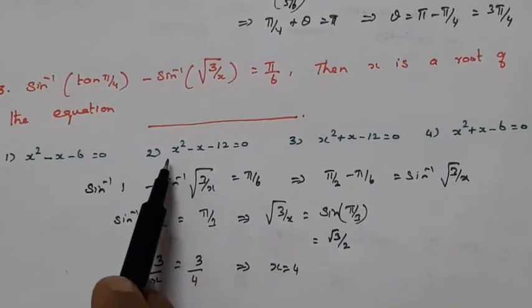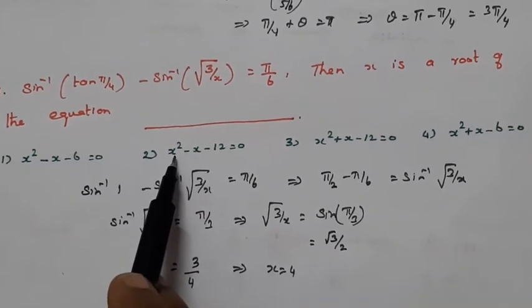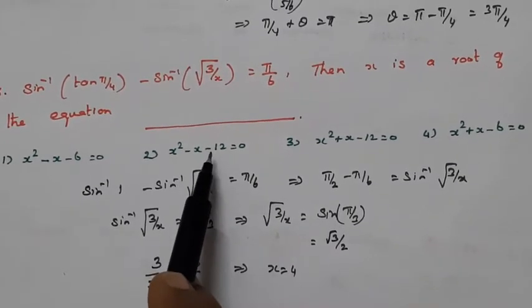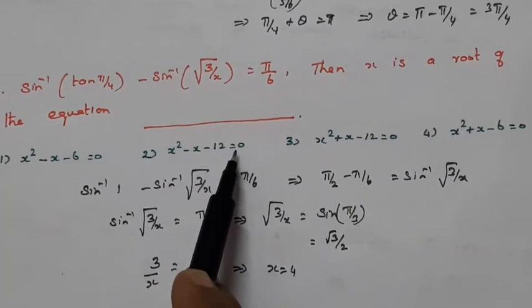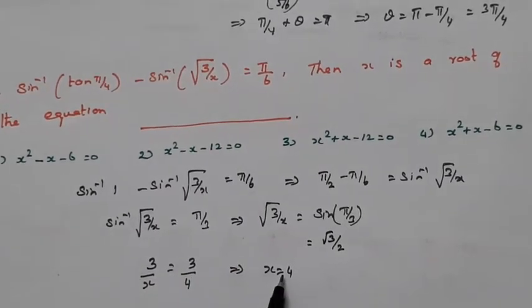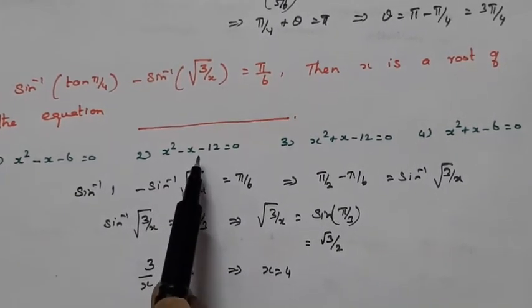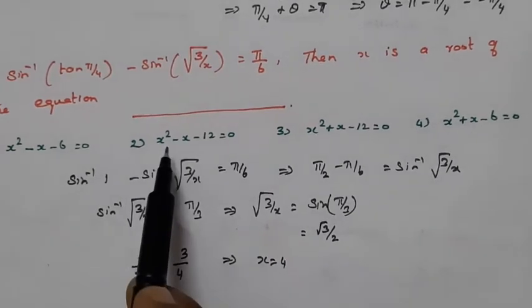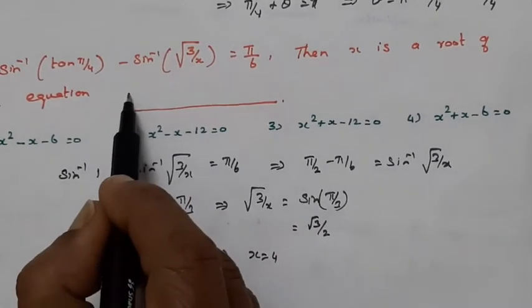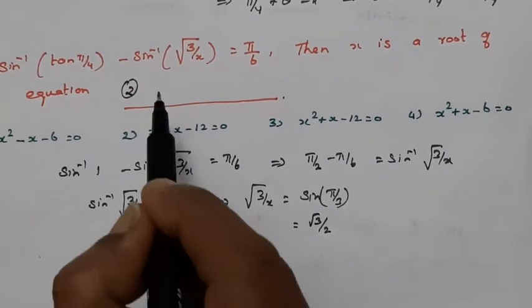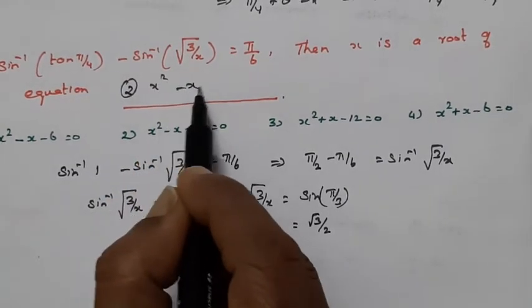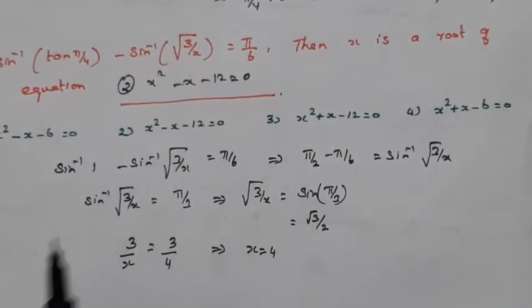And then here on substituting x as 4, we have 16, and then minus 4 minus 12 is minus 16. 16 minus 16 is equal to 0. So the value of x equal to 4 satisfies the second equation. That means 4 will be a root of the second equation. So what is the correct option? x squared minus x minus 12 is equal to 0. Okay.